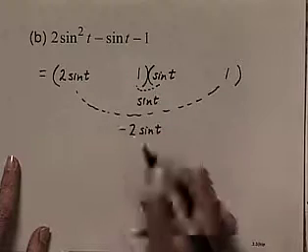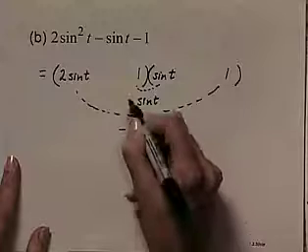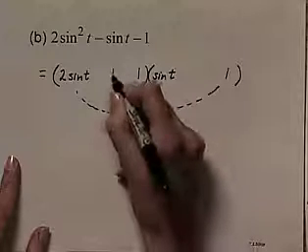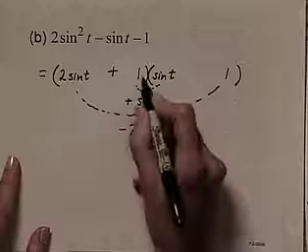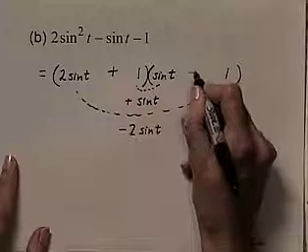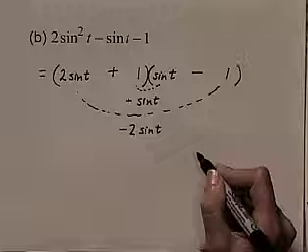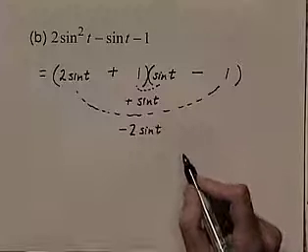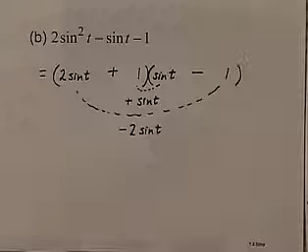To accomplish that, we'd need a minus 2 sine t plus 1 sine t. And so if we put a plus sign in our first set of parentheses and a minus sign in our second set of parentheses, then we end up with the correct factorization.